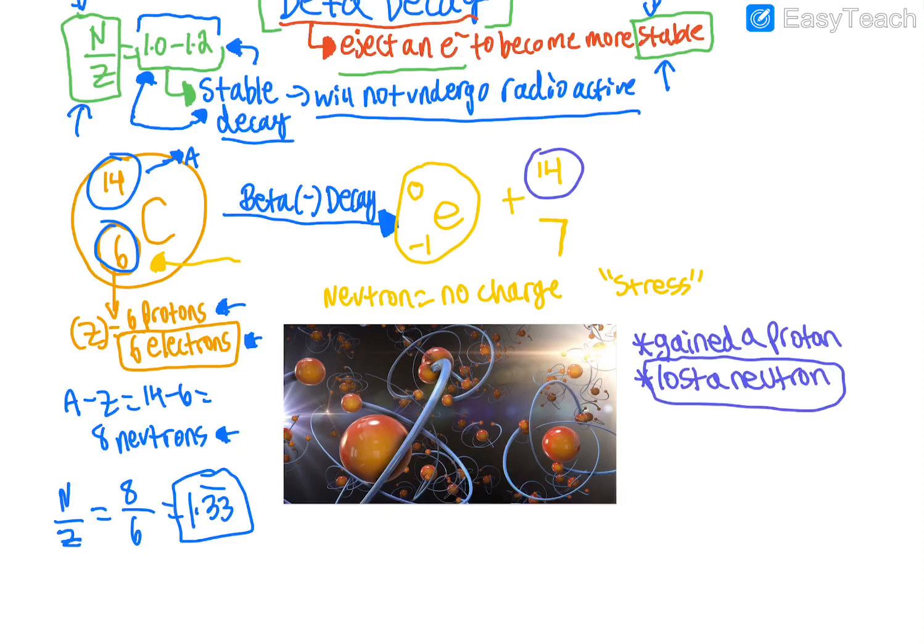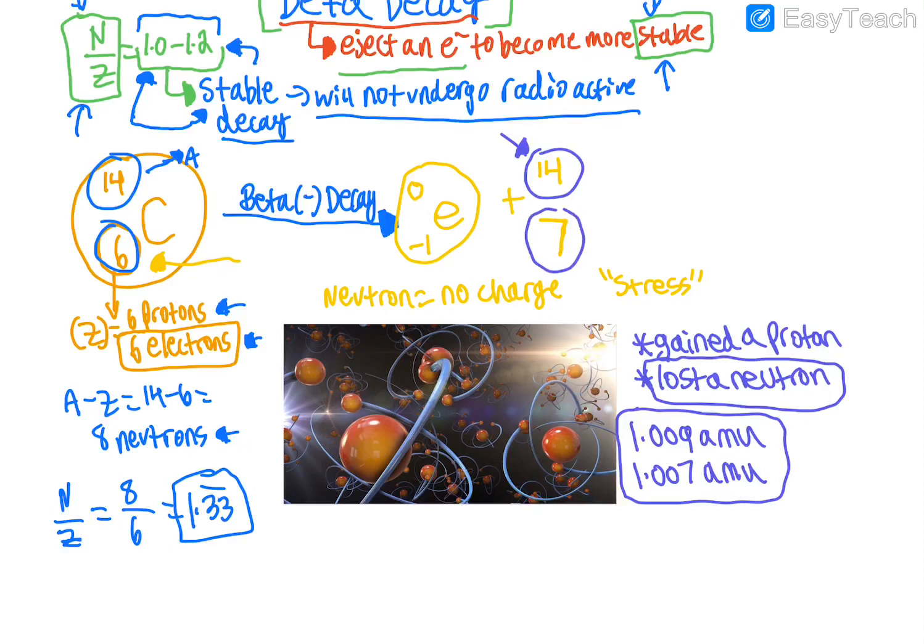And actually, the mass of a neutron is 1.009 atomic mass units, and the mass of a proton is about 1.007 atomic mass units. So you can see the two masses are almost the same. So that's why the mass number stays the same, because we just lost a neutron, but then we gained a proton instead. All right, and then now to find out what this atom is, right, of 7 protons, the atomic number of 7, just go to the periodic table and look at which element has an atomic number of 7, and you'll find that it's nitrogen.